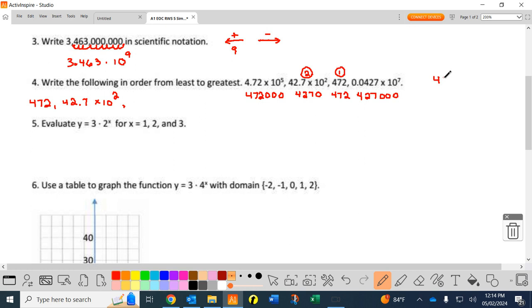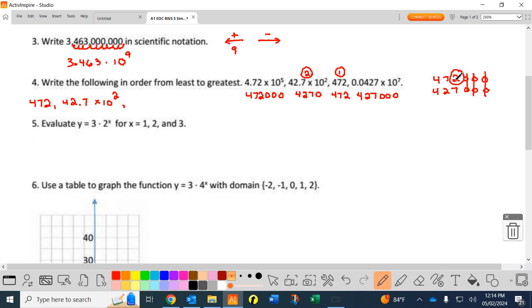472,000 versus 427,000. Go from this side over to the right and move to the left and compare as you go. These are the same. This one is smaller at this spot. Because of that, this one is going to be worth more or less.